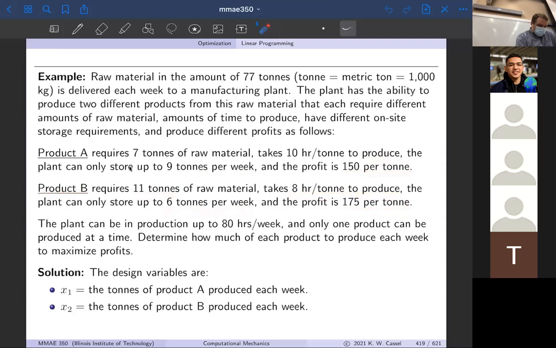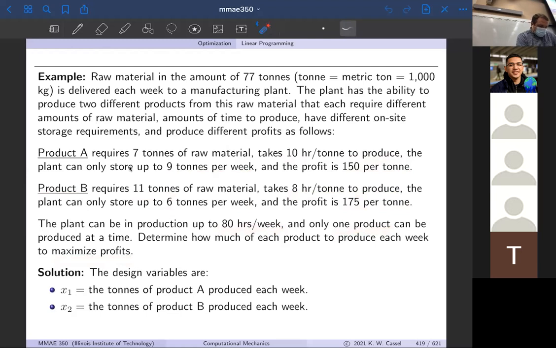In addition, we can only work on one product at a time, and we can run the plant for 80 hours per week. So 80 hours per week, basically 2 shifts of people working in the plant. So 80 hours per week, one product at a time. And we want to determine how much of each product to make, X1 and X2, that will maximize the profits. All right, so that's the big uber problem statement.